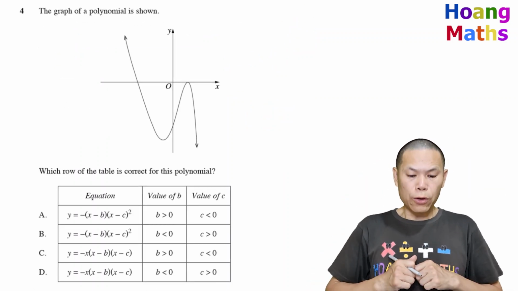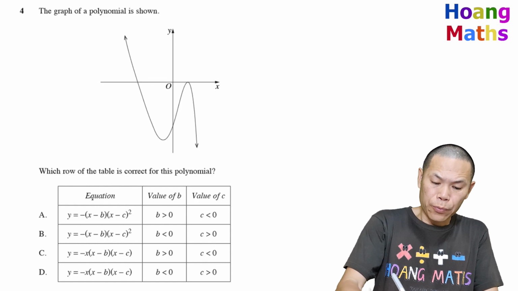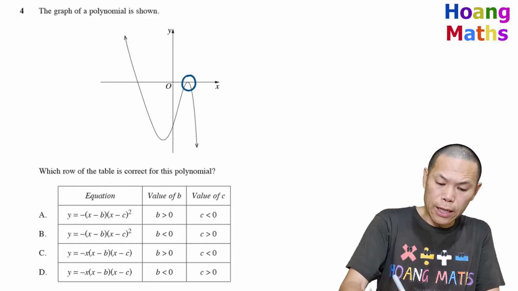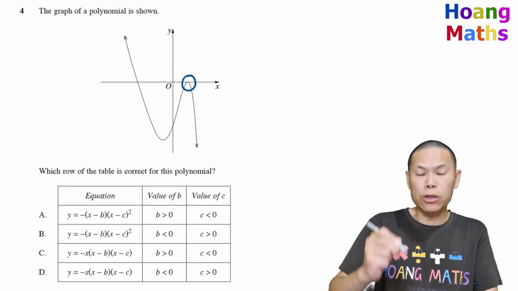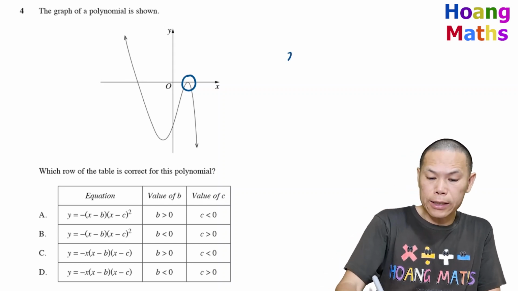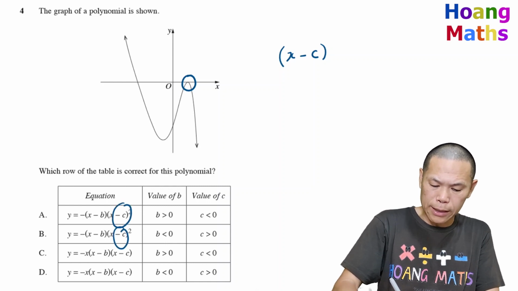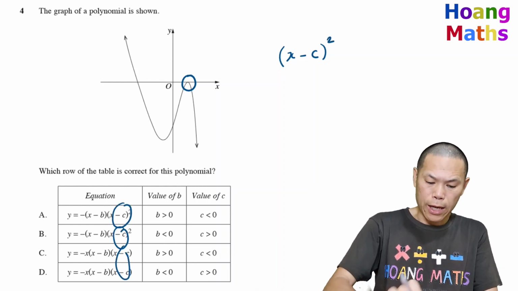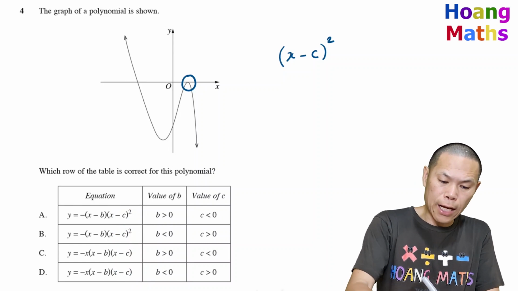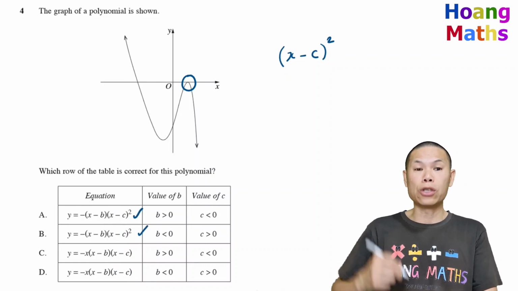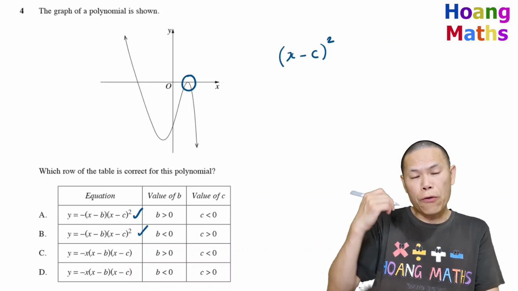Question 4. First of all, we know that there is a turning point here. So therefore, it should be at x equal to a number. That means x minus c or x plus c. But in this case, they gave us minus c here. So it should be squared. So therefore, the answer is either A or B. Okay, so keep that in mind. Then we need to go further.